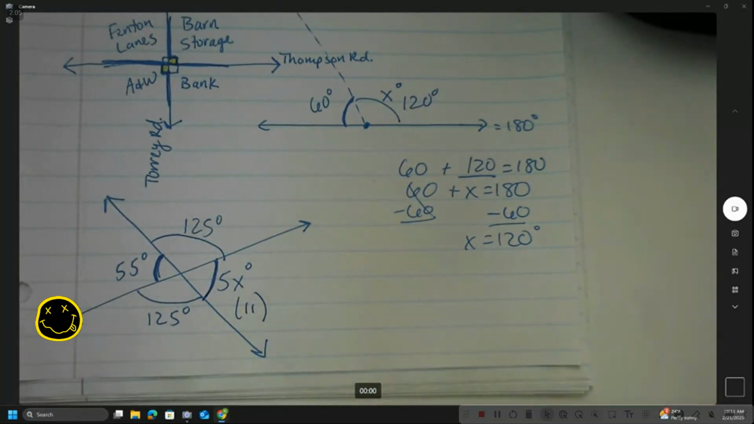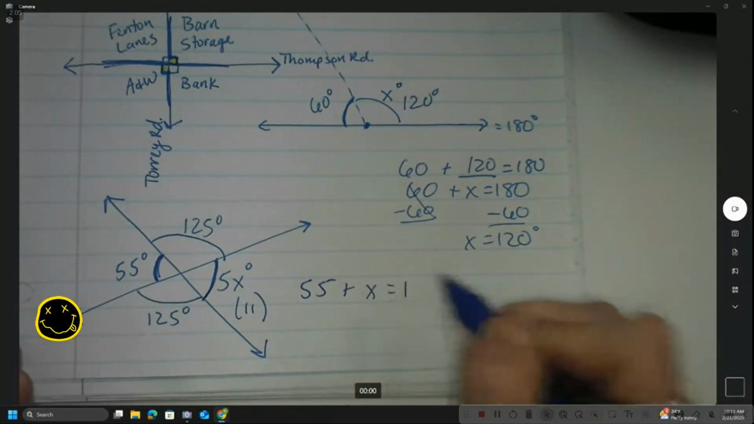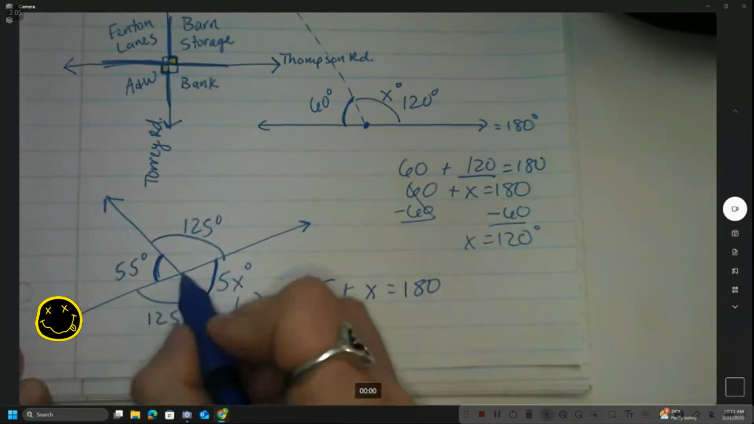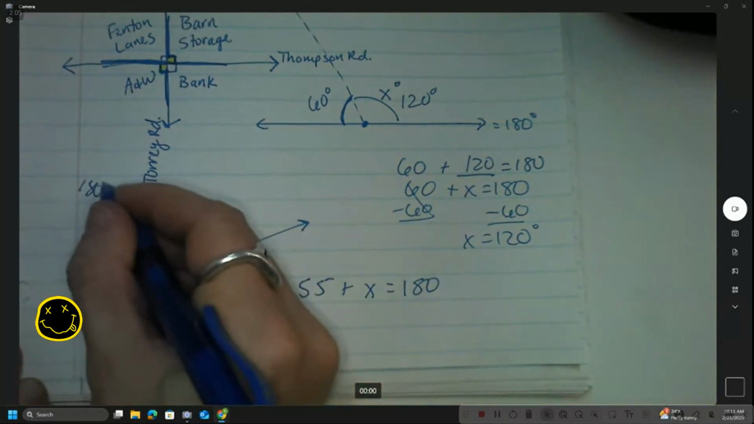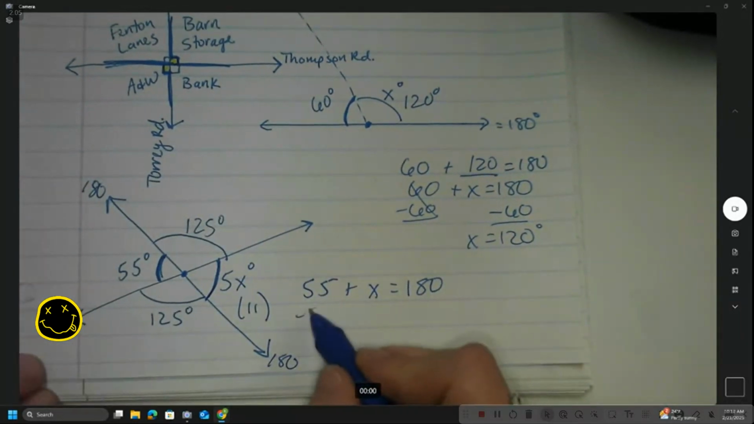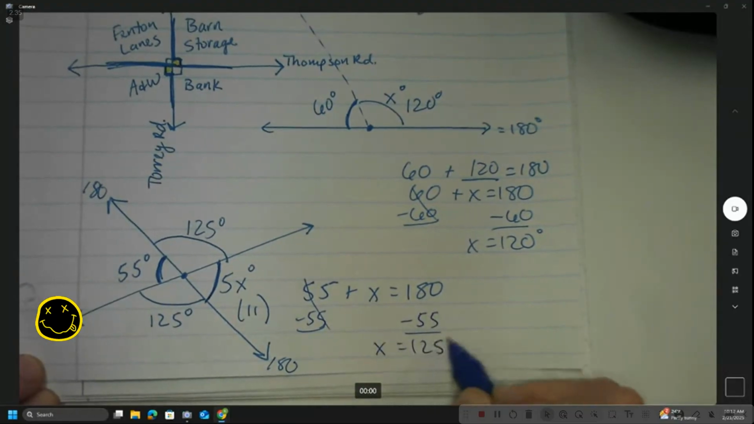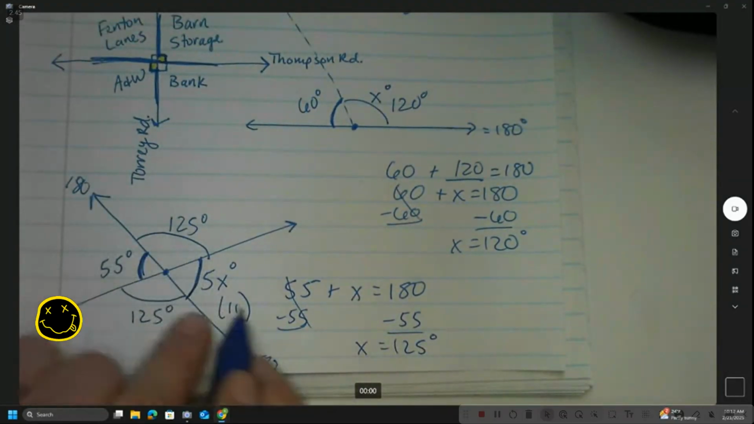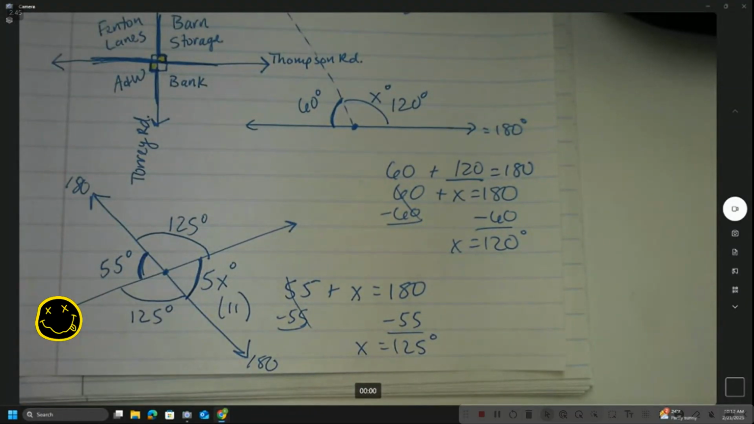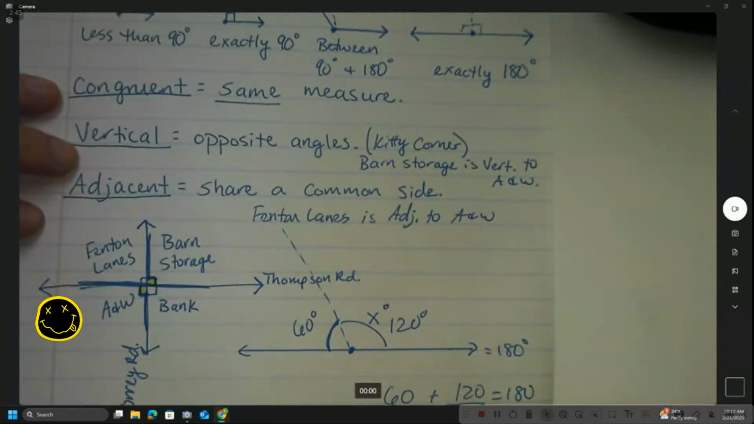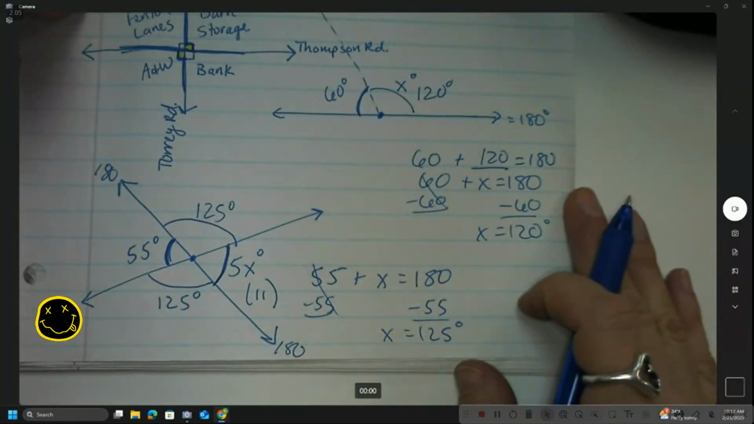Okay? So it's like 55 plus x equals 180, by the way, because if this was a straight line, straights equal 180. If you want to check it, go ahead and subtract 55 from both sides, and x equals 125 degrees. That's what we have here to prove that these two are congruent and vertical. These two are also congruent and vertical to each other. And that's finding missing measures using the vocab, congruent, vertical, and adjacent angles to prove that they are the same, congruent, or what x equals.